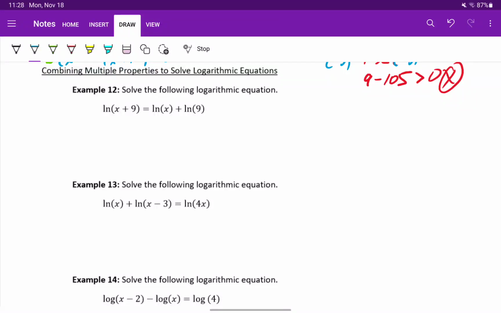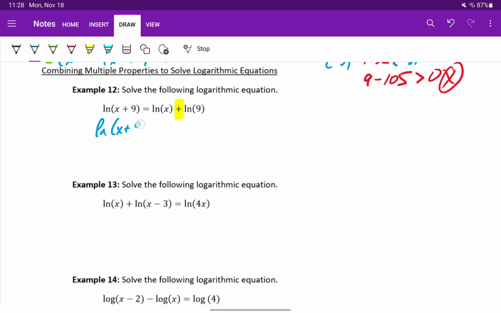In the next three examples, we want to look at combining multiple log properties in order to solve some log equations. In example 12, we have the natural log of x plus 9 equal to the natural log of x plus the natural log of 9. We can't solve this the way we did in the previous examples because on the right-hand side we don't have a single logarithm. We have two logs being added together.